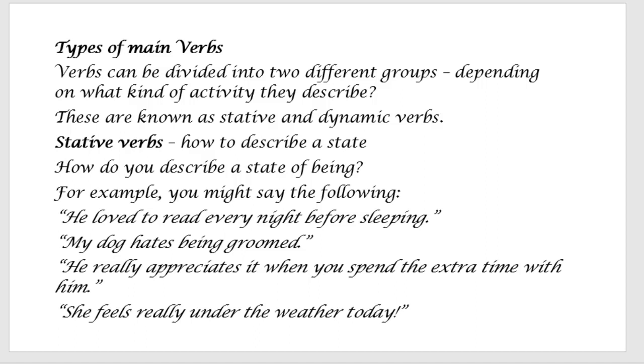Types of main verbs. Verbs can be divided into two different groups, depending on what kind of activity they describe. These are known as stative and dynamic verbs. Stative verbs: how to describe a state.